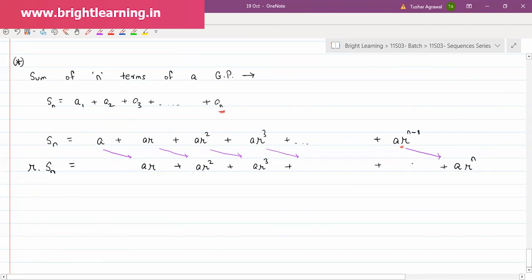The previous term here also, downward, will come a r to the power. Previous was r raised to n minus 2, and here it was r raised to n minus 2 multiplied by r. It will become r raised to n minus 1. Now our work is easier.